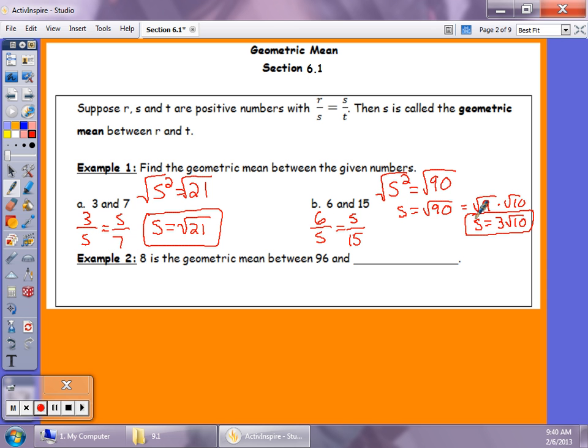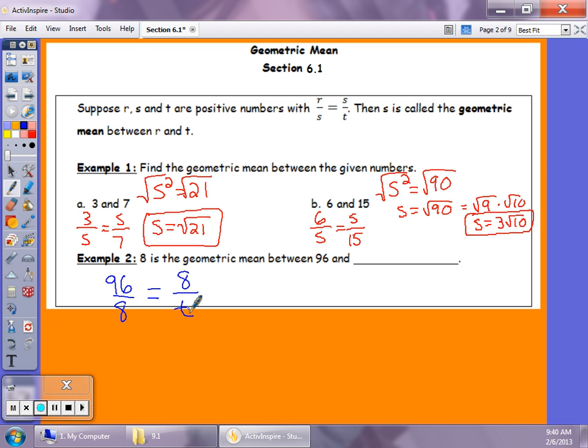For example 2, we are given that 8 is the geometric mean between 96 and another number, and we're going to find that last number. So if you go back up to the proportion, 8 is going to represent the value for s, and 96 is going to represent the value for one of the two numbers. So in this case, we're going to let 96 represent r. So based on this information, if we set up our proportion, our geometric mean is 8. So we're going to substitute that in for s. We're going to say that 96 is going to represent r. So in this case, we're finding the value of t.